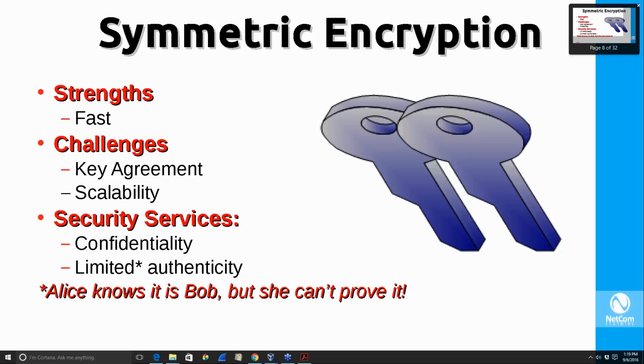But with an asymmetric system, I only need a private-public key pair for everybody. So that's another beauty of asymmetric systems. They scale better. I get confidentiality, and I give a limited form of authenticity. Alice will know it's Bob, and Bob knows it's Alice. But you can't prove it to a third party. Sometimes that's not important to us. In something like IPsec, where your IP header has the source IP address in it, I know where it came from, they really don't sign. They just do symmetric authentication.